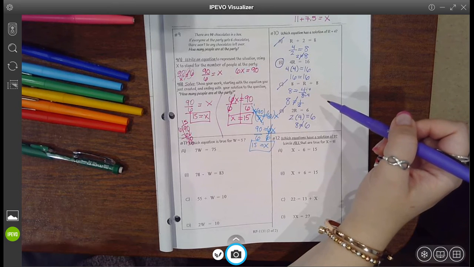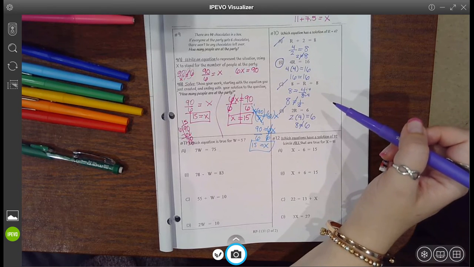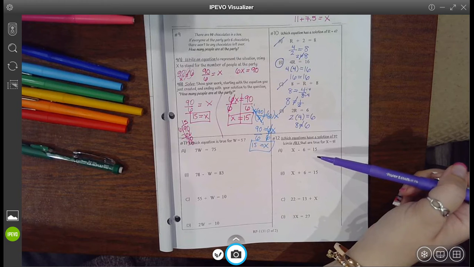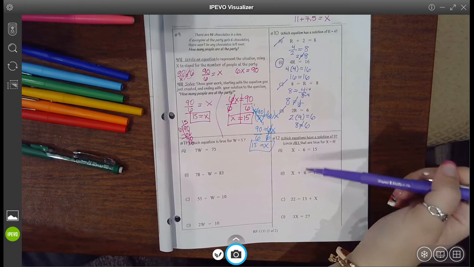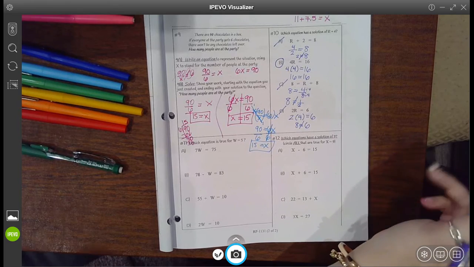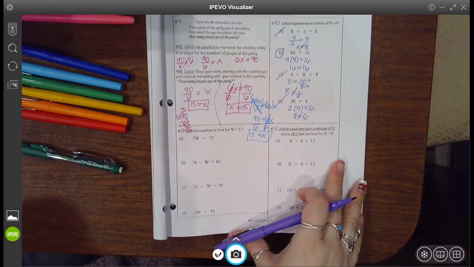Let's double check. If it's check all that apply, it would say something like this one, number 12, circle all that are true. And then when you click on one, it doesn't erase another choice. Just some helpful test-taking strategies for you.